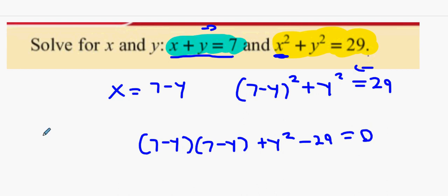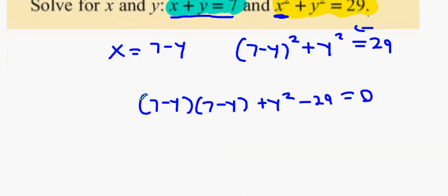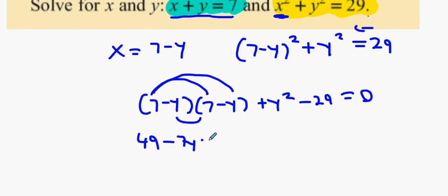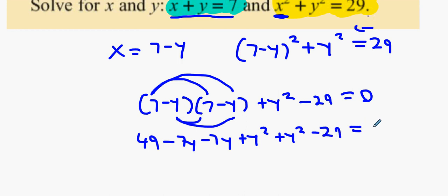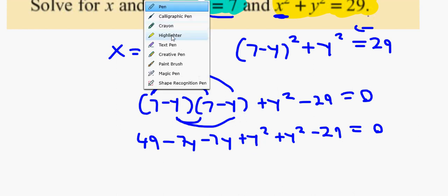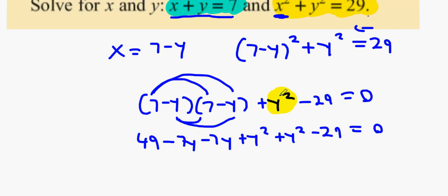Now what next, guys? 49, yeah? 49 minus 7y, minus 7y. Then y squared, plus y squared minus 29. A lot of people, once they get the new y squared, they tend to forget the old y squared. See, the old y squared is in yellow, and it's still here. Some people drop it when the other one appears. Make sure you don't do that.